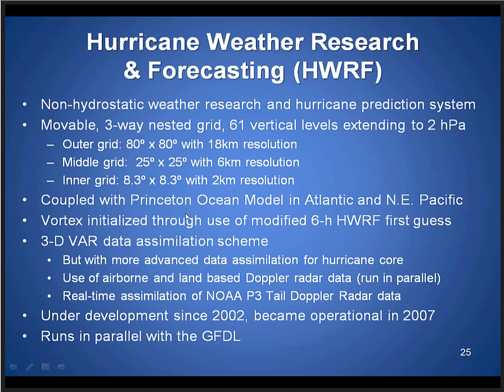It uses the Princeton Ocean model in the Atlantic and East Pacific, and instead of a cold start every time where they insert a bogus vortex, they actually use the previous model run and use the 6-hour forecast information as the first guess for the initialization. So that really helps in having a balanced vortex in the model.